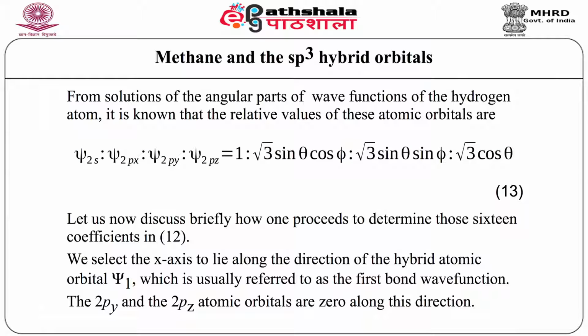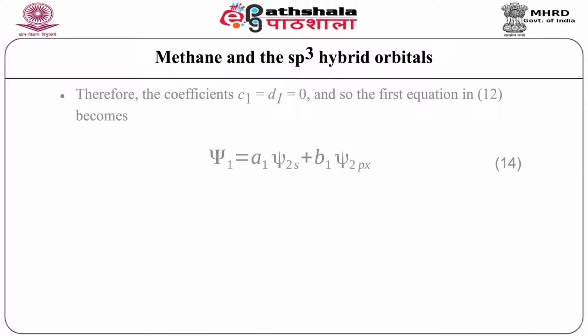Let us now discuss briefly how one proceeds to determine those 16 coefficients. We select the x-axis to lie along the direction of the hybrid atomic orbital Ψ1, which is usually referred to as the first bond wave function. The 2py and the 2pz atomic orbitals are 0 along this direction. Therefore, the coefficients C1 equals D1 equals 0. And so the first equation becomes Ψ1 equals A1 Ψ2s plus B1 Ψ2px.